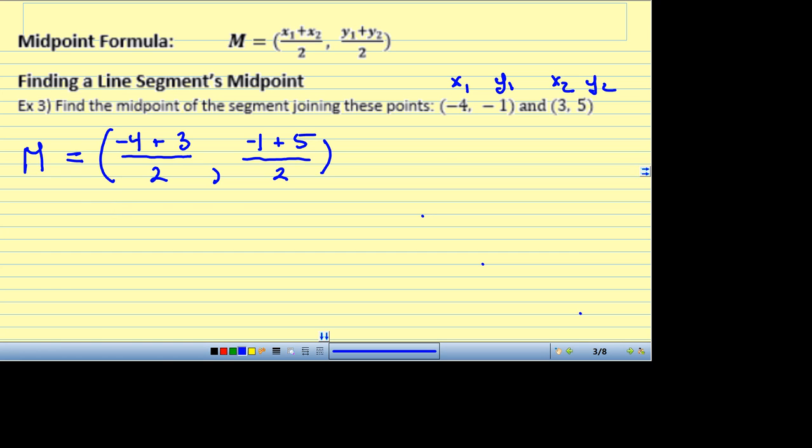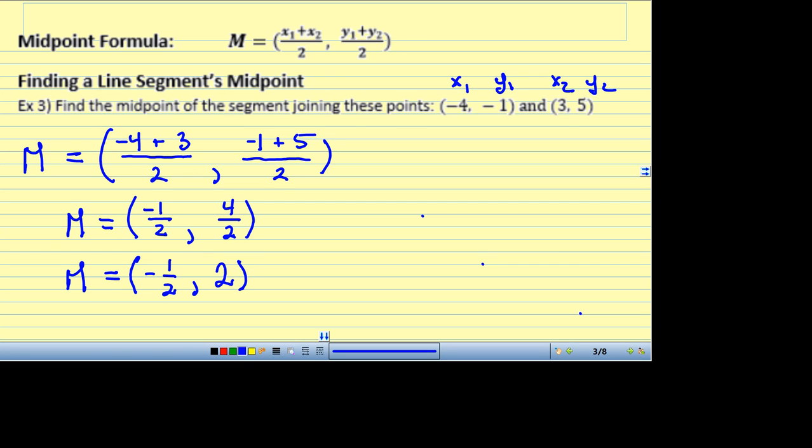And now, simplify, man. So for instance, -4 plus 3, -1 over 2. -1 plus 5, 4 over 2. All right, what now? Well, let's just take care of this 4 over 2 here. So I've got -1 over 2. 4 over 2, well, that's just 2.